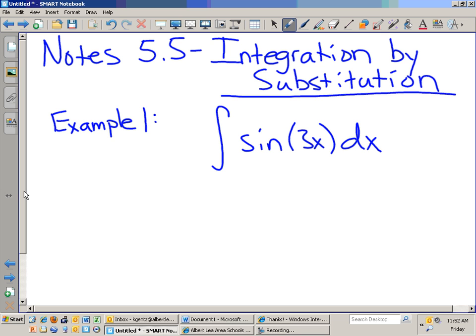So this is notes 5.5, integration by substitution. We are going to take this step by step. I want you to be excellent at this because this is really a foundation for where you head in calculus. So let's make sure we do a really good job here. Here's what's going to happen. I'm going to substitute something. Namely, the 3x causes a problem for me, doesn't it? So I'm going to make this substitution: u is equal to 3x.